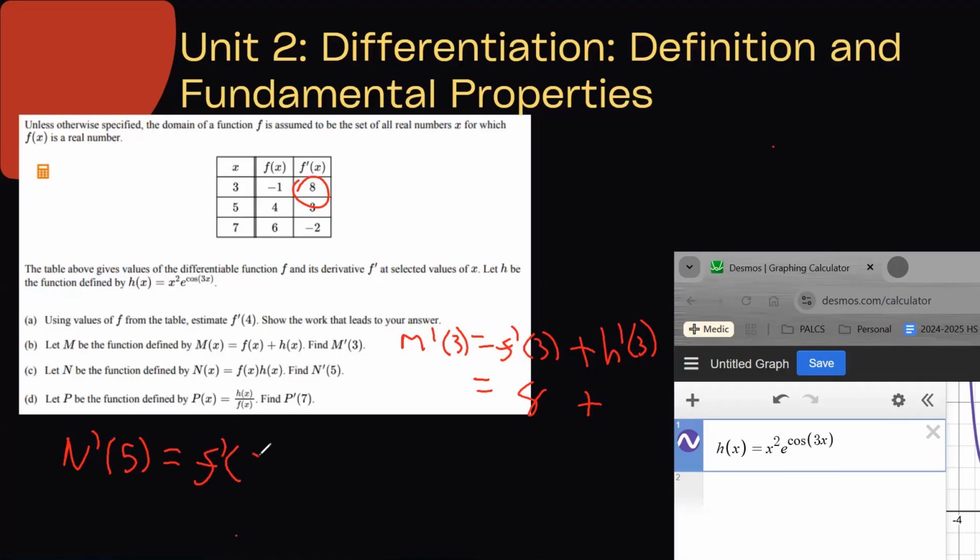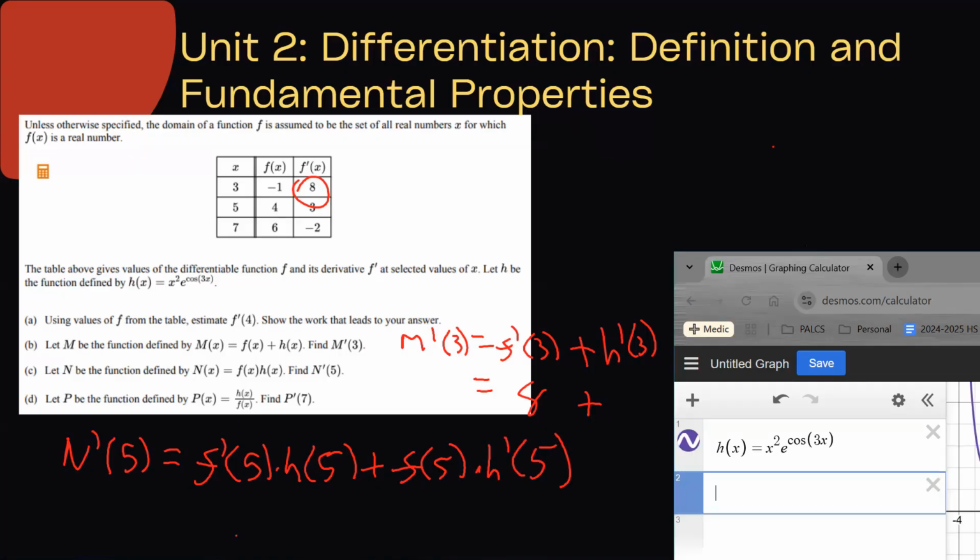So f prime of 5 times h of 5 plus f of 5 times h prime of 5. Now, f prime of 5 from the table is 3 times h of 5, which we could use Desmos to evaluate, plus f of 5 from the table is 4 times h prime of 5. We get our answer, negative 37.465.